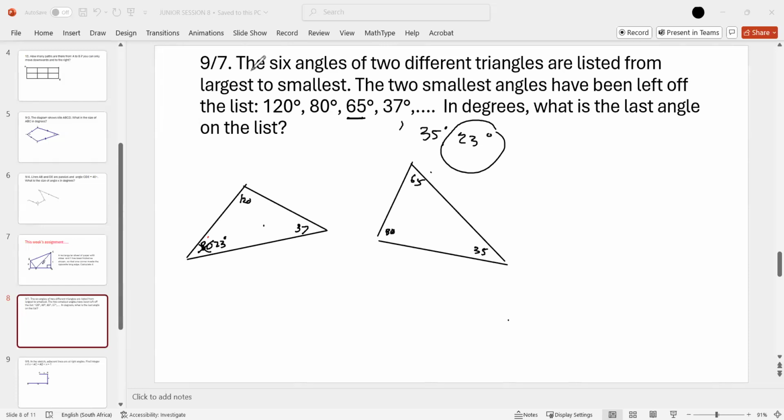Oh, okay. No, because the sum of the interior angles is also 180. If you add 180, it'll be higher than 80. Okay.